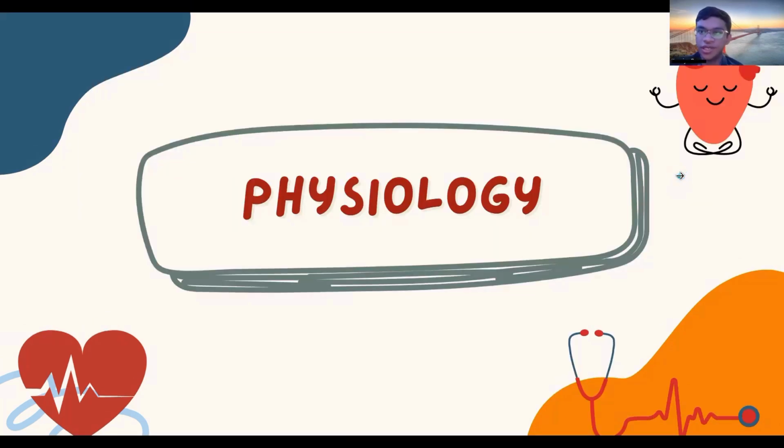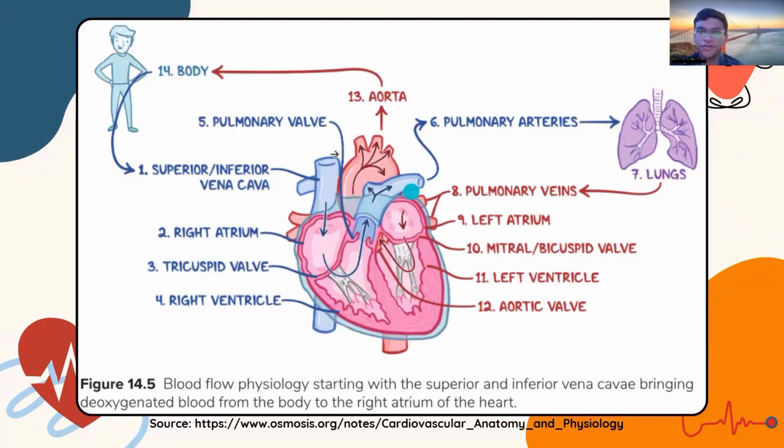Now we're going to look at the physiology of the heart. From the aorta, the oxygenated blood will be brought to the whole body. Then from the body, the deoxygenated blood will be brought back to the heart through the superior or inferior vena cava. Then the deoxygenated blood will go through the right atrium to the right ventricle and will be pumped to the lungs through the pulmonary artery.